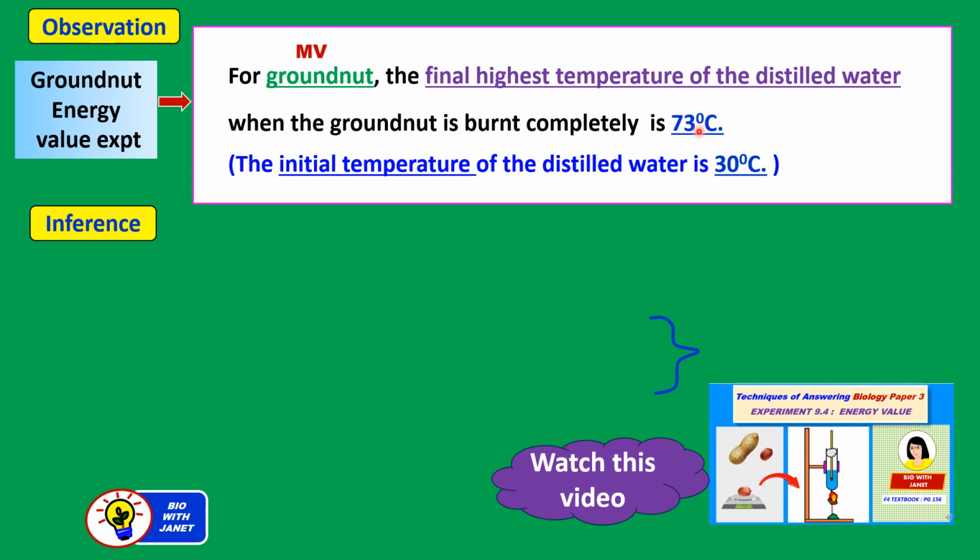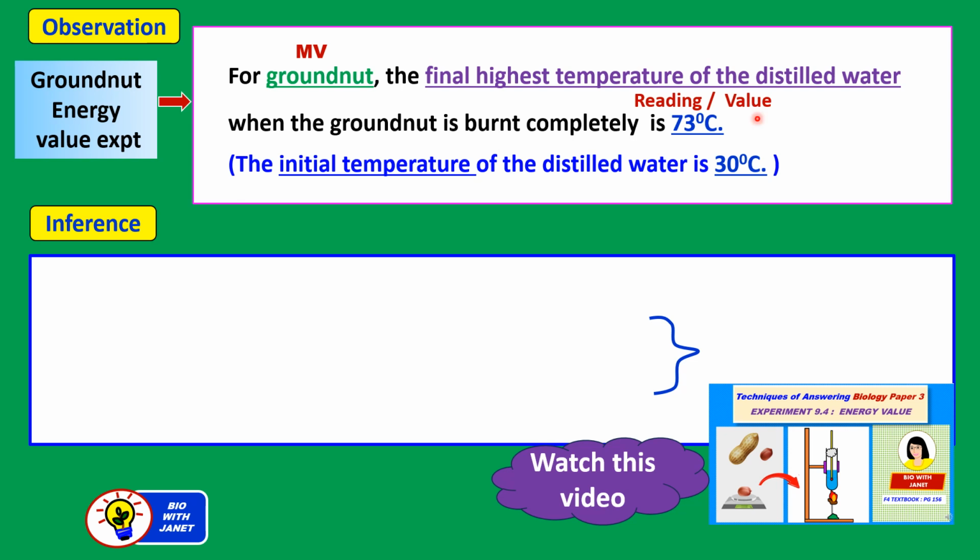So again, your sub-RV, the final highest temperature of the distilled water, is high, right? Now let me put in the components first. Okay, RV here. So what is the reason for the fact that the final temperature of the distilled water is high compared to the other food samples? So it's something to do with the MV, to do with the groundnut.